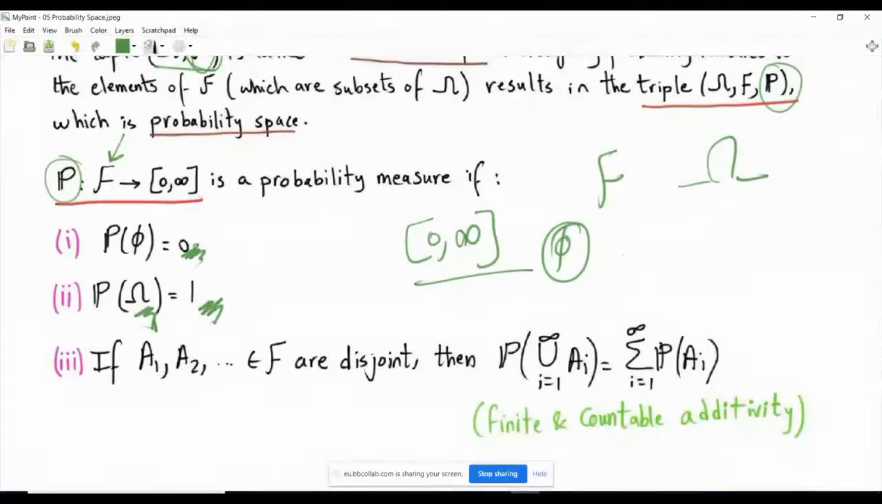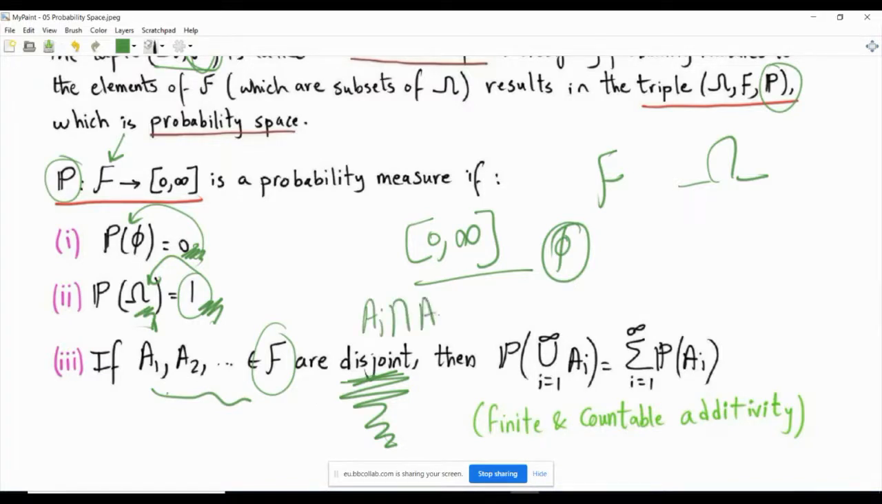So again, in your collection of subsets, you assign the number 0 to the empty set, the number 1 to big omega, and now if you have subsets in the sigma algebra that are disjoint, this is very important. Those subsets must be disjoint, so the intersection of any two of those: if you take A_i intersection A_j, this is the empty set for every i not equal to j. So the subsets are disjoint. Then you must assign to the union what value? It's the sum of the values that you assign to each one of those.